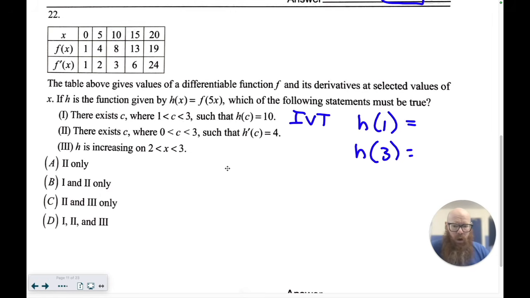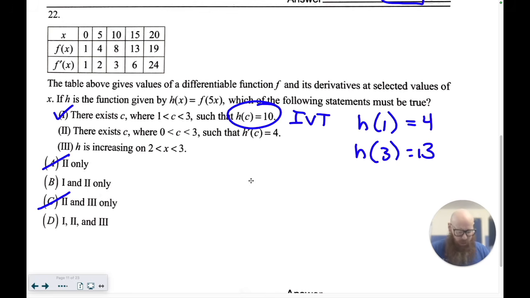So h of 1. Well, h of 1 is f of 5. And f of 5 is 4. And then h of 3 is f of 15, and f of 15 is 13. So sure enough, if it goes from 4 to 13, it's going to go through 10. So that one works.